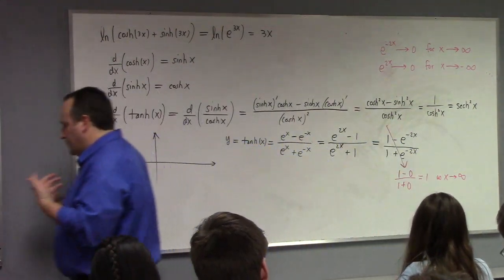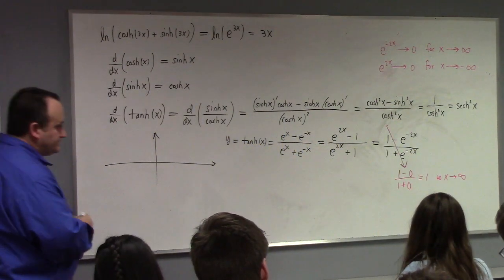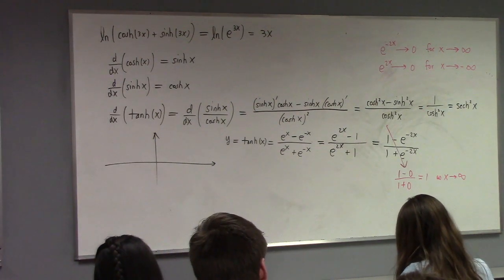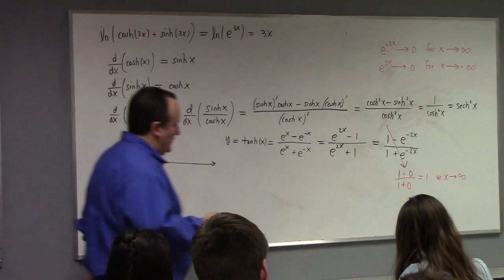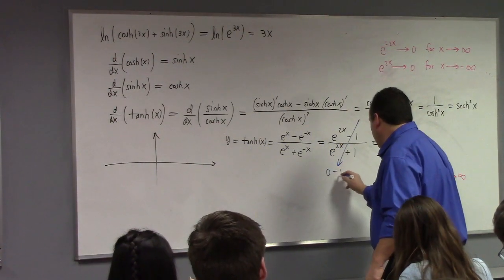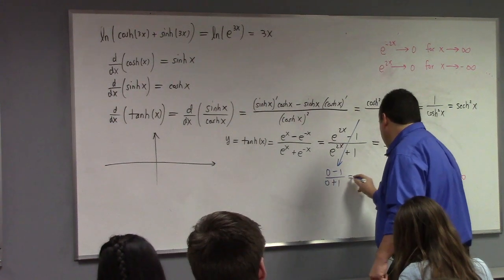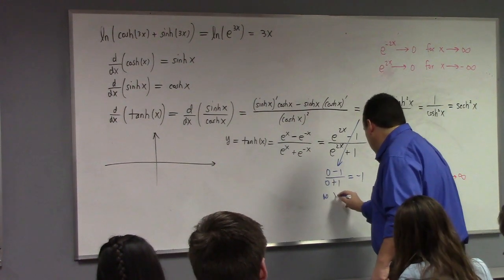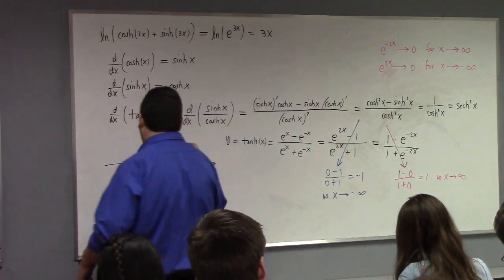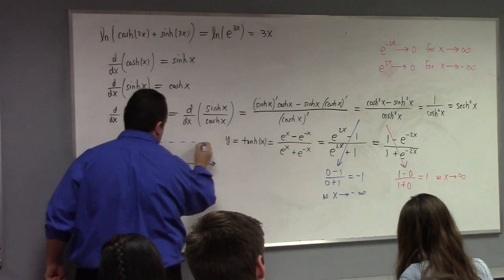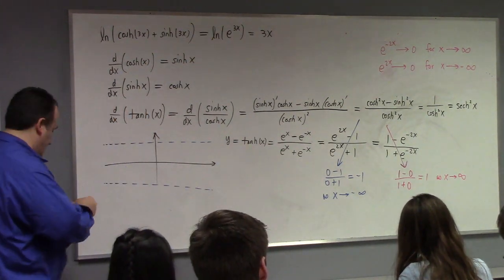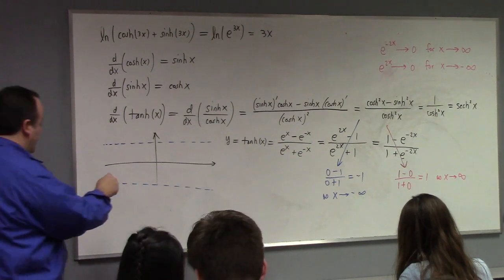Because the e to the minus x drops out. And the other one goes to what? 0 minus 1 over 0 plus 1, which is equal to minus 1 as x goes to minus infinity. So apparently, this guy has graphs that have horizontal asymptotes at plus or minus 1. And what the graph then looks like is something like this.